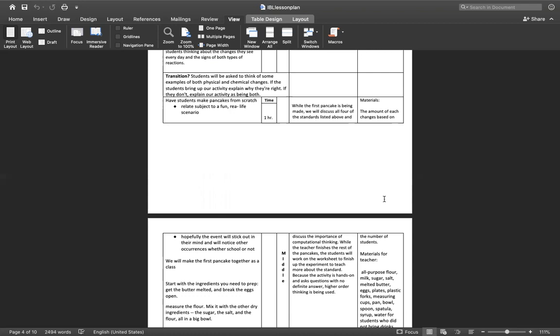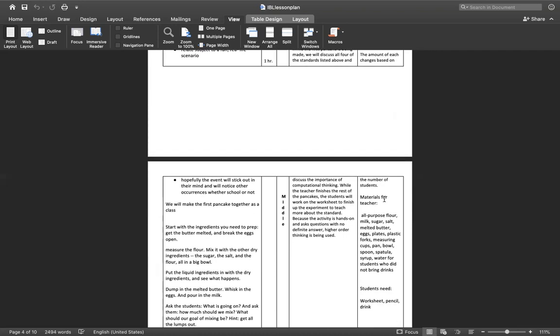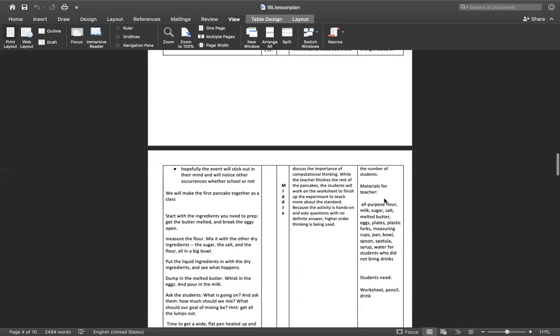The materials change based on the amount of students, so you would need to take that into consideration. But the materials would be like the pancake mixes and stuff like that in order to make it, and drinks. So what we planned would be to have the students bring in a drink today, we are doing this lesson, and if they don't, because there's always those few, to bring some in for them. So all the students will need is a worksheet, a pencil, and a drink.